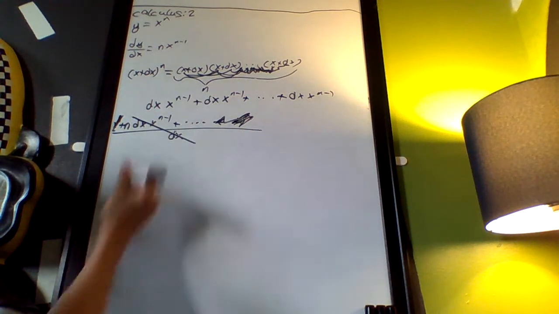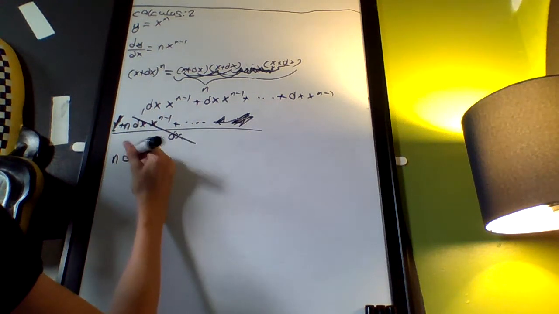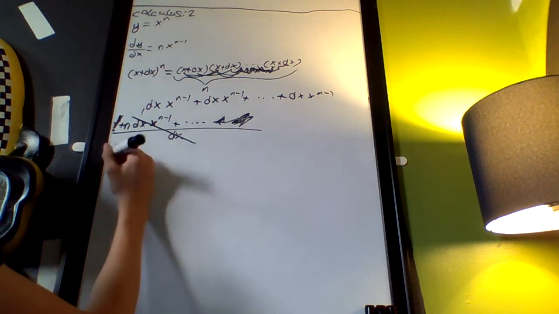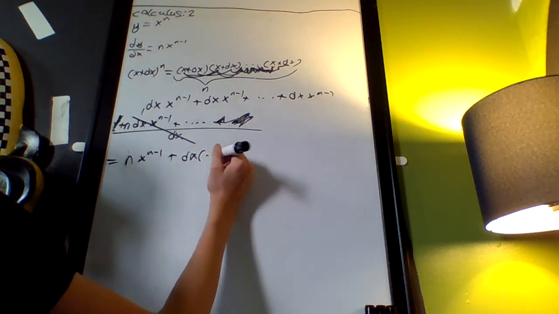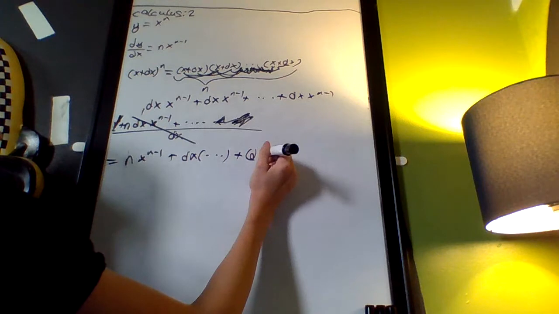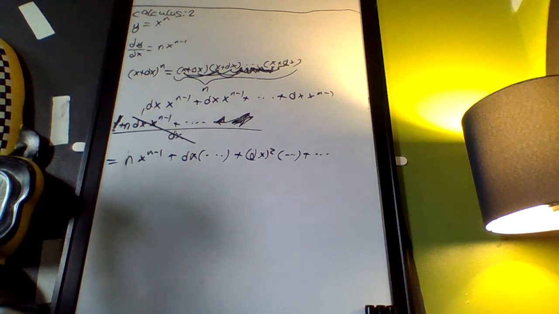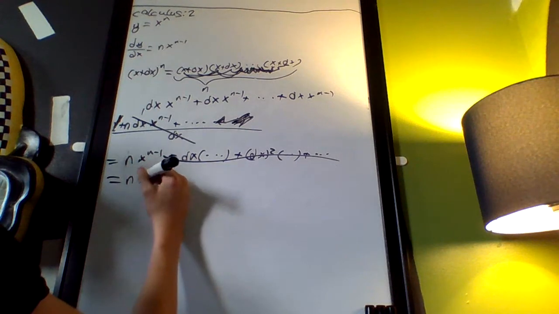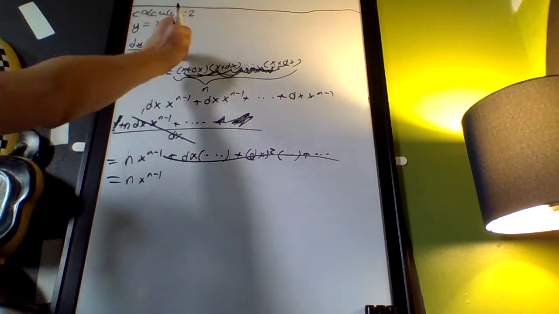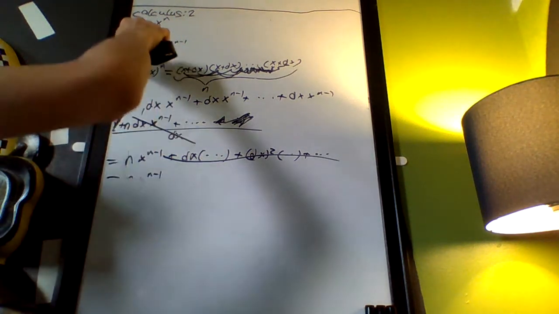That is the only term with dx in it. This gets us to n x to the n minus 1. On the other terms, we're multiplying something by dx, or by dx squared. We're adding a bunch of stuff, but in the end, all of these are going to go to 0, and we are just left with n x to the n minus 1. So that's going to be the derivative of y in respect to x. That's how we say it: derivative of y in respect to x.